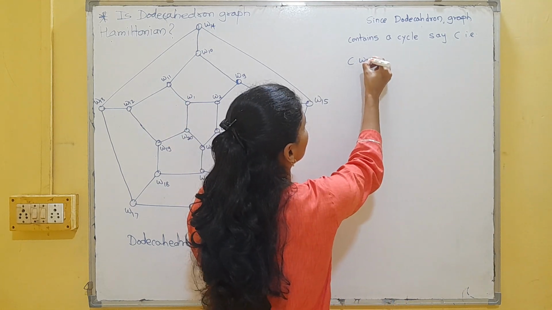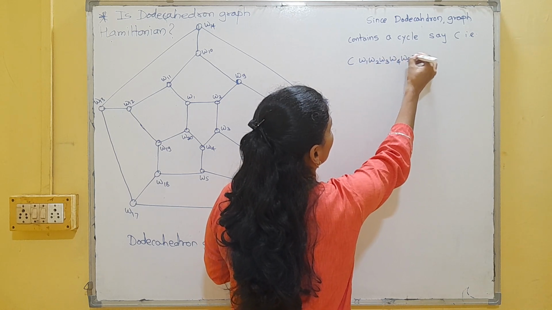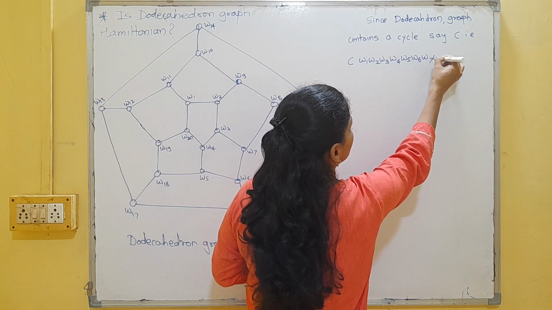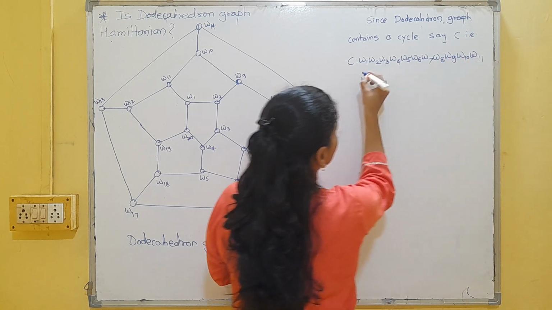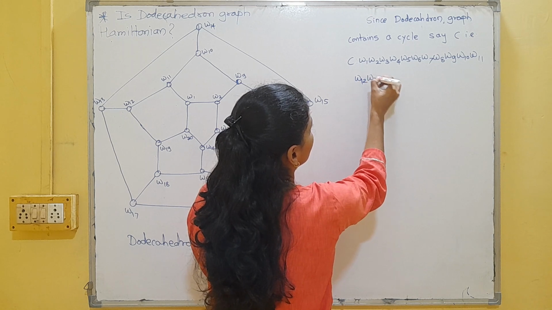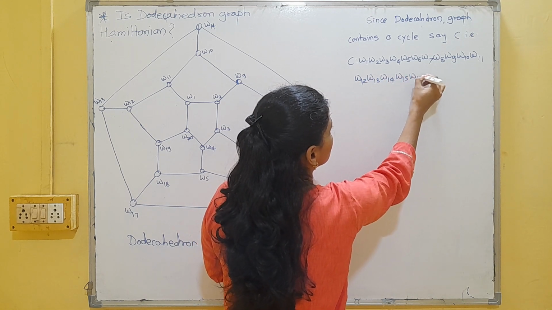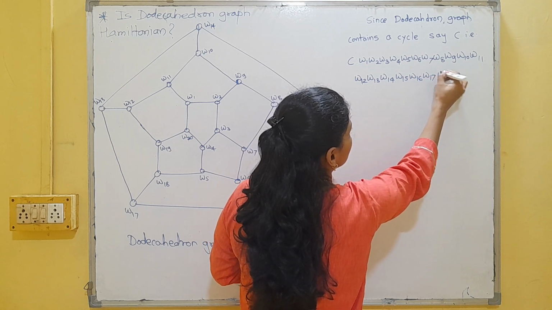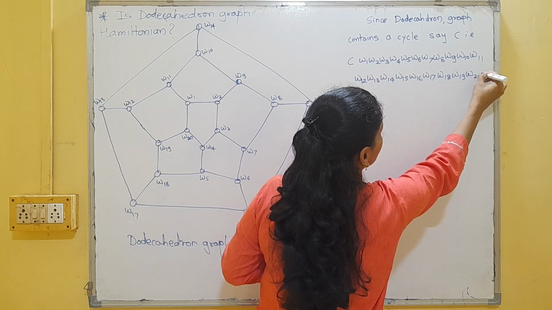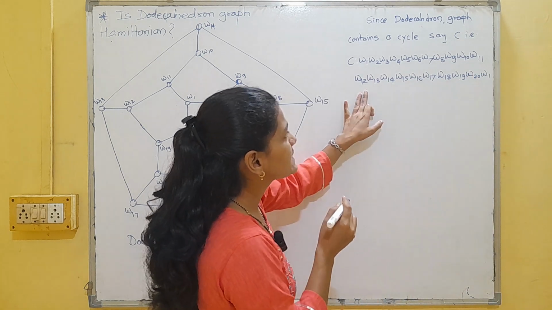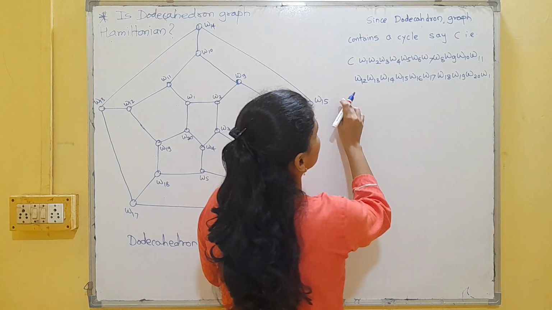So C is W1, W2, W3, W4, W5, W6, W7, W8, W9, W10, W11, W12, W13, W14, W15, W16, W17, W18, W19, W20, W1. So this is a cycle in the dodecahedron graph which passes through all vertices of graph G.